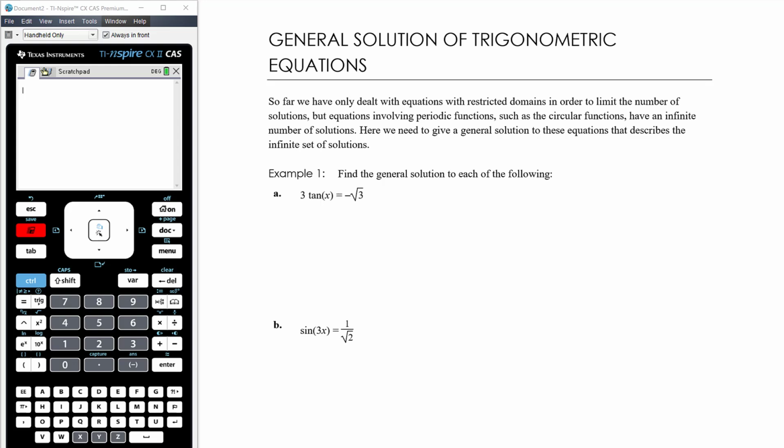Okay, so in this video we want to have a look at the general solution of trigonometric equations. So rather than coming up with specific solutions within a specific domain, what we now want to look at is how can we express those infinitely many solutions to a trig equation in a general way.